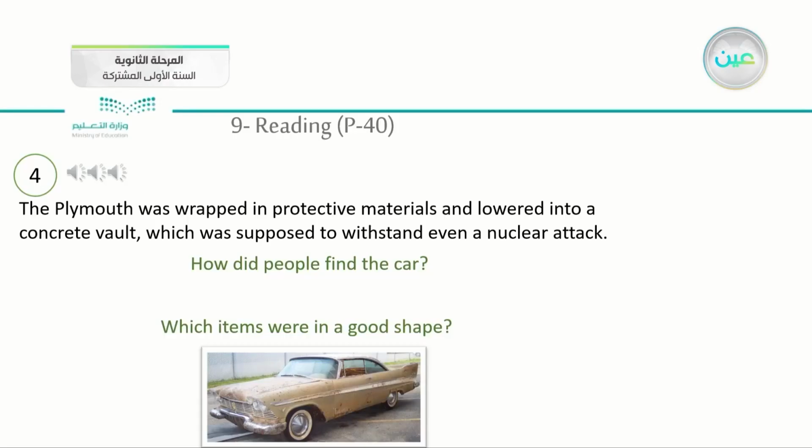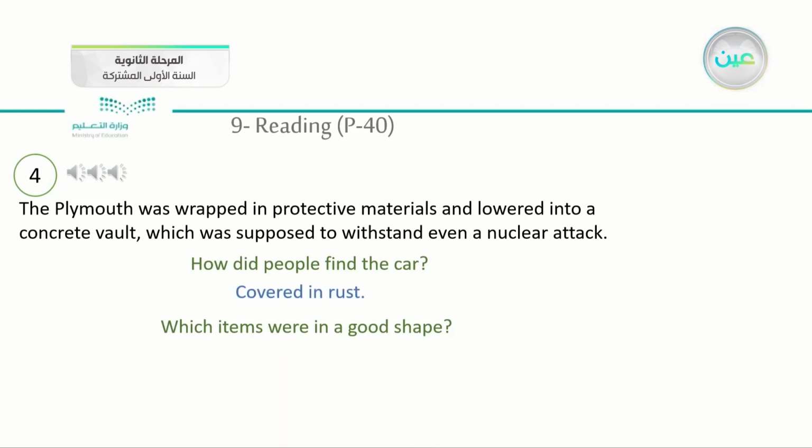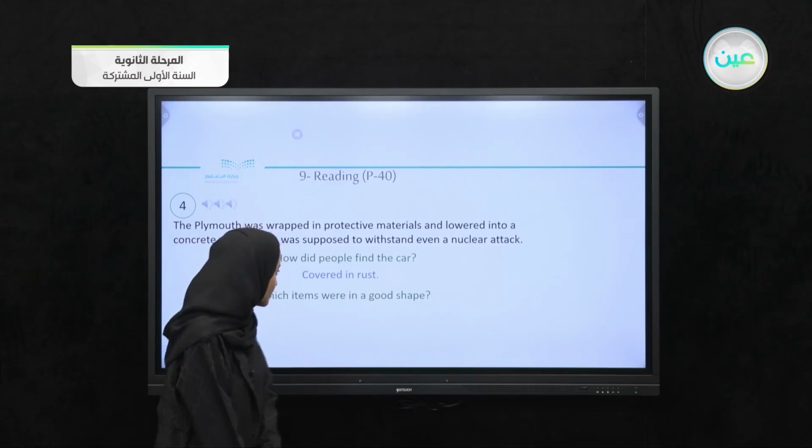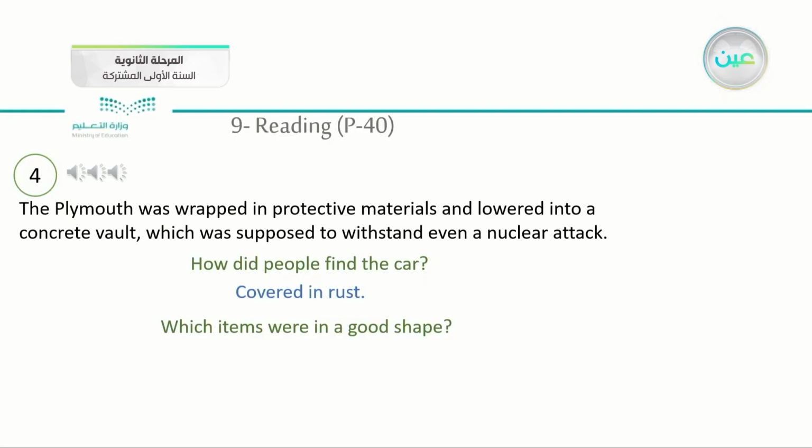And in 2007, when they unearthed the car, how did they find it? The car was covered in rust. From the picture that you have on page 41, you can see it looked very old. Why? Because the protective cover couldn't protect it from moisture. Maybe water leaked inside, so it was all covered in rust. Some items didn't survive because of the water and the moisture. However, the good news is that some items survived and they made it.